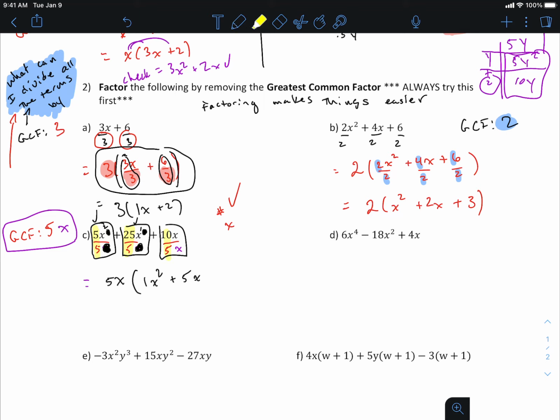10 divided by 5 is positive 2. And this x cancels with this one. And you're done. Does anybody have any questions?